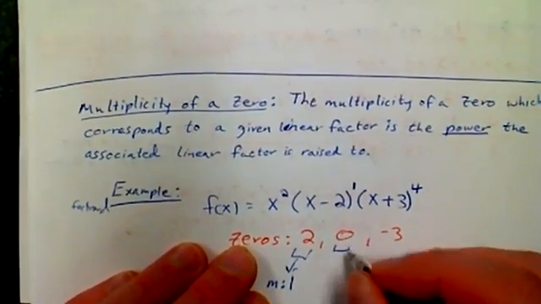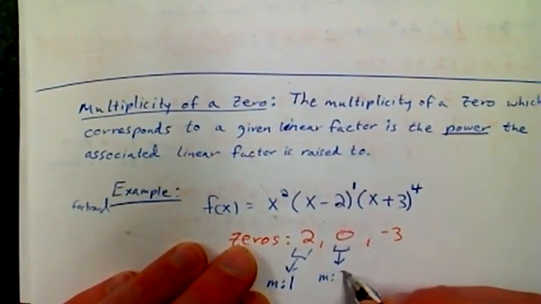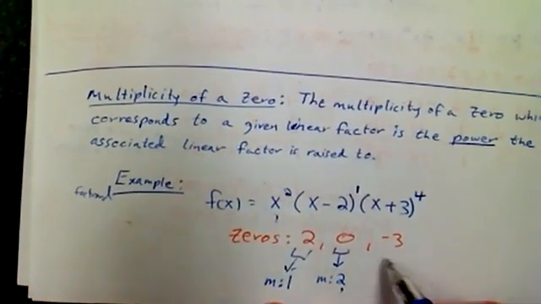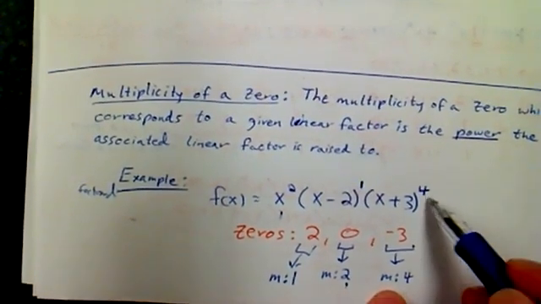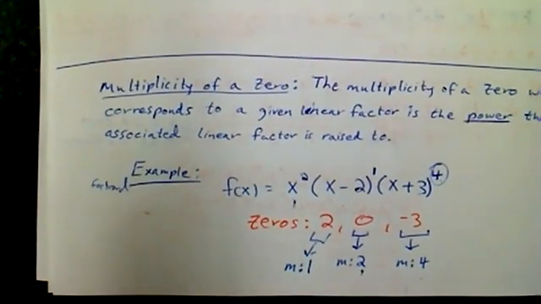This one right here, this 0 corresponding to this, has a multiplicity of 2. Why is that? Because this linear factor is raised to the second power. And this guy right here, the -3, has a multiplicity of 4. Reason being, right here, it's this 4. So it's whatever the linear factor itself is raised to. A lot of times it's 1, but sometimes it's something more than that. And this multiplicity is going to be important in 3.4 because it tells us a few things about the graphs when we look at them.